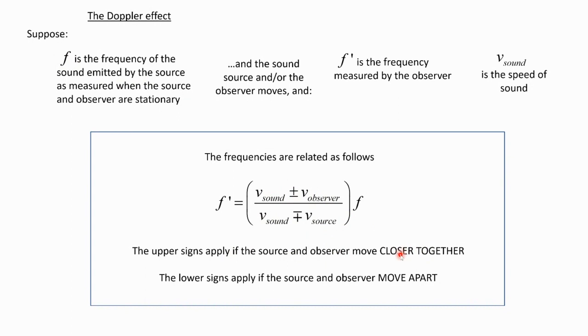So let's say the fire truck is moving to the right, which means it's moving toward the person on the right. You would use the upper signs. Or if the person on the right is moving towards the fire truck, you would also use the upper signs, just because the source and the observer move closer together. If they end up moving apart either way, then you use the lower signs. So this is a nice compact way of writing down the formula. Just make sure you understand when you use the upper and the lower signs and what all these symbols mean.